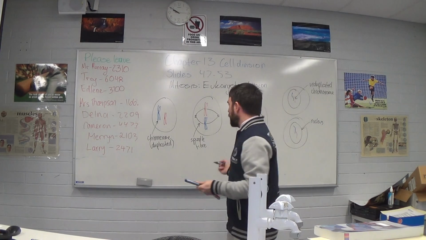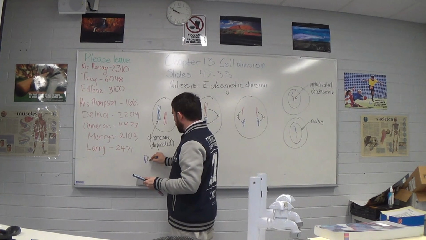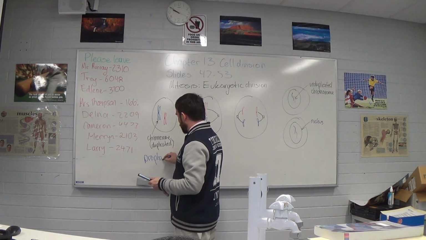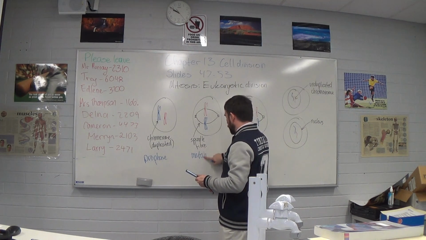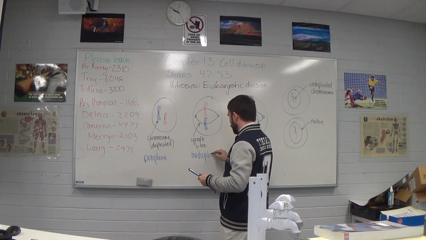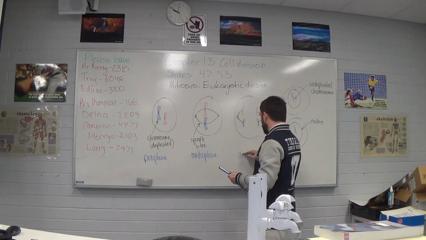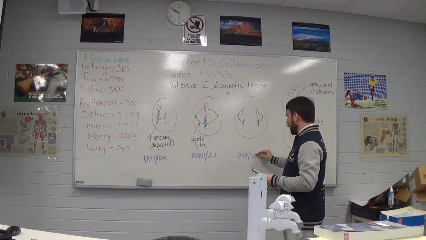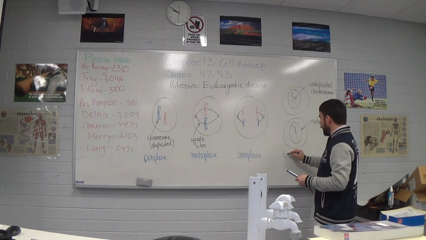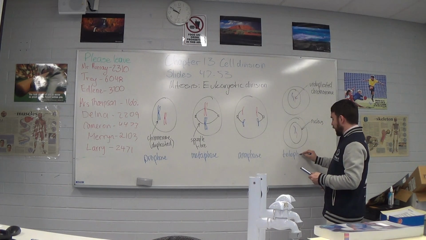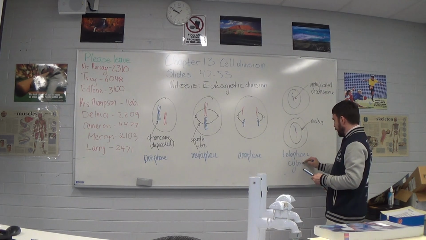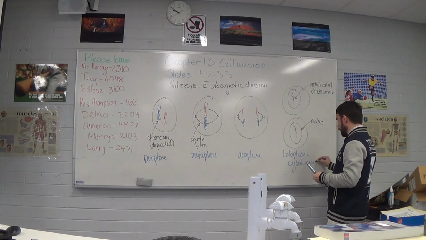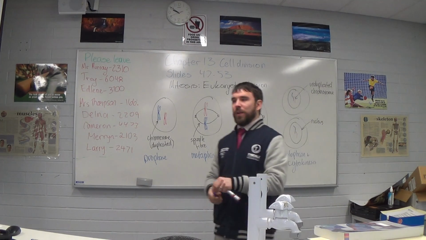Now, each of these steps has a specific label. We call it something specific. So over here, we have what we call prophase. Here we have metaphase. Anaphase, where the chromosomes are separated, and then we've condensed these last 2 phases down, so it's telophase and cytokinesis, and that's the basic process.